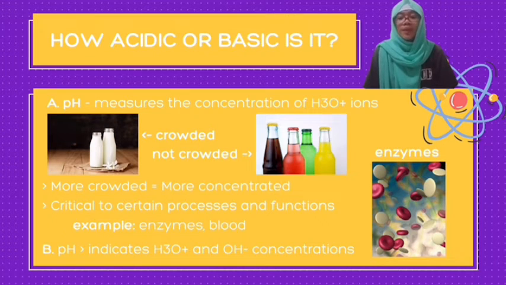How acidic or basic is it? pH measures the concentration of hydronium ions. The concentration of a solution is a measure of how crowded the particles are. The more crowded, the more concentrated. It is critical to certain processes and functions. Examples are enzymes and blood. pH indicates the hydronium and hydroxide concentration. The more concentrated, the more particles there are.